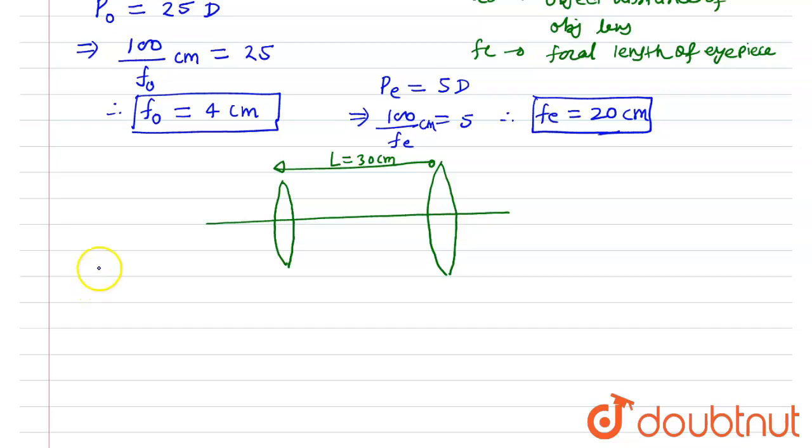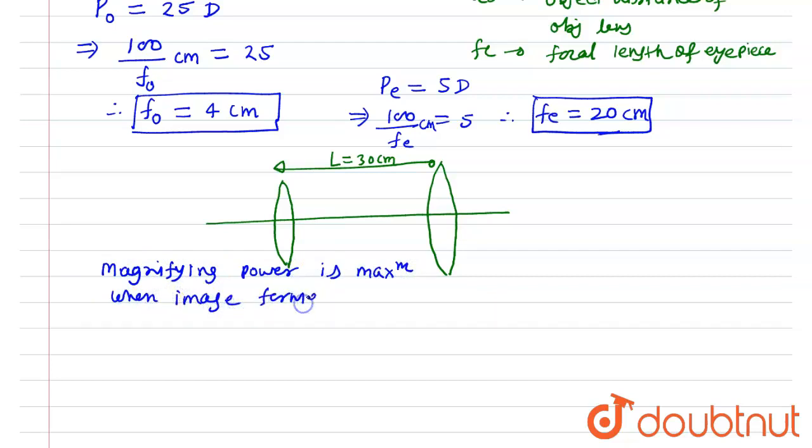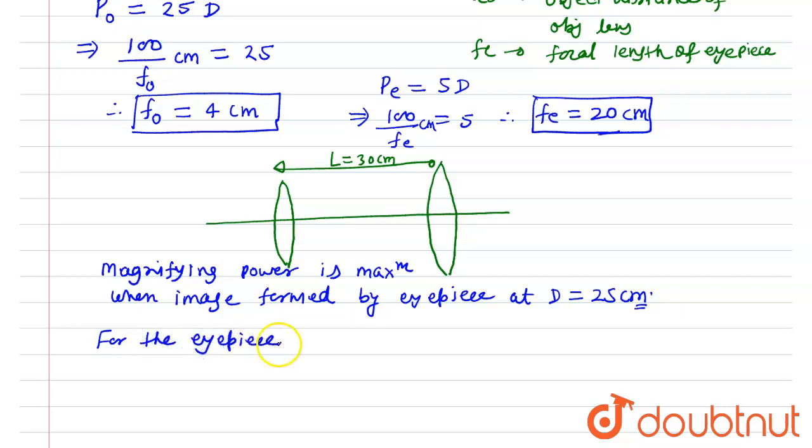So the magnifying power is maximum when the image formed by the eyepiece is at D equals 25 centimeter. That means the least distance of clear vision. So for the eyepiece, we have its focal length.